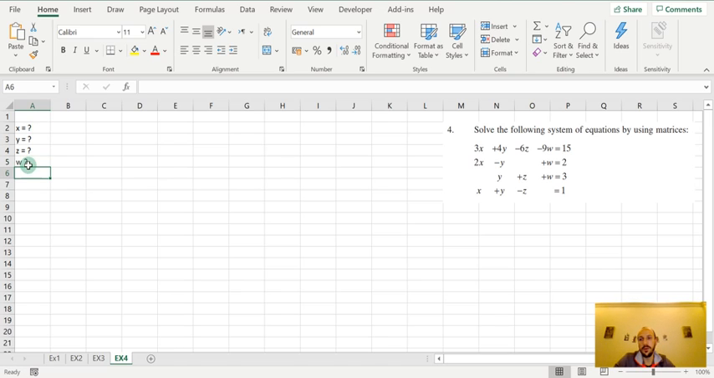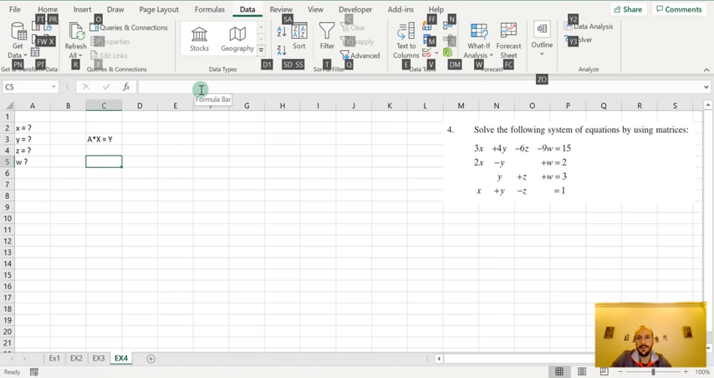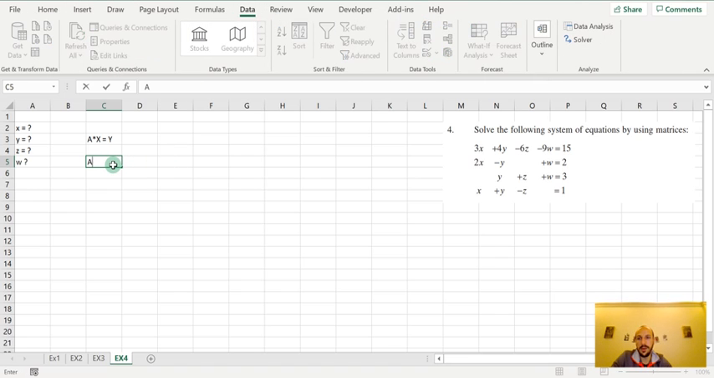So here what we have to do is the following. First of all, we have to transform this system of equations using matrix multiplication. Our system of equations using matrices takes this form: A times x equals y, and A will be the parameters matrix, a 4 by 4.